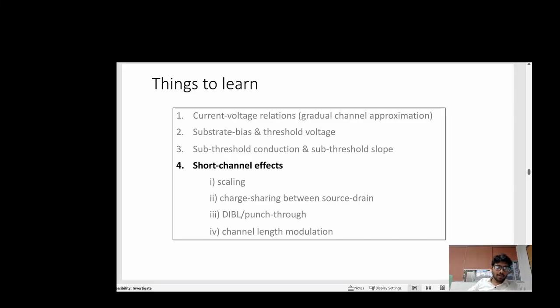So we will start today. We will see with the MOSFET. So with the scaling, charge sharing between the source and drain, drain induced barrier lowering or punch through, and channel length modulation. These four factors we will see for the MOSFETs today. So what is scaling and all these things, and why do we need scaling of the MOSFET? So we will see these things.